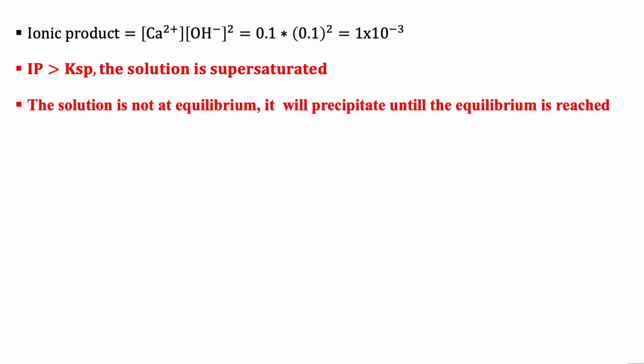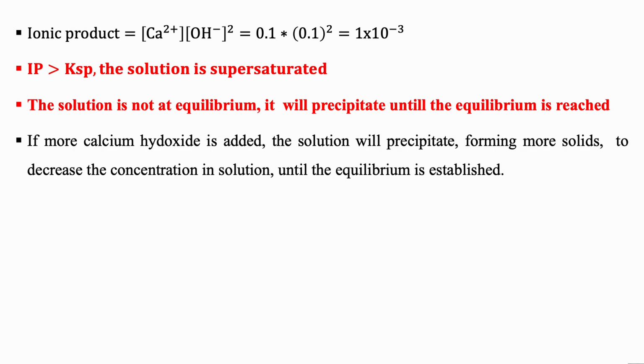So then they are asking what will happen if the solution is not at equilibrium. That means a precipitate is going to be formed until equilibrium is established. So if more calcium hydroxide is added, the solution will keep precipitating until equilibrium is reached. The solution will precipitate, forming more solid, to decrease the concentration in solution until the equilibrium is established. So that was question number 14.